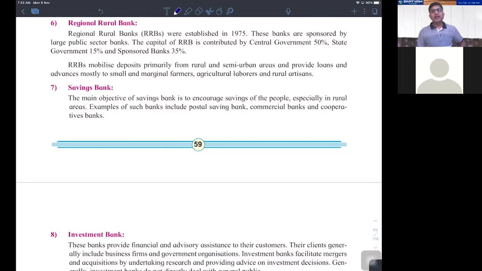The capital of RRB is contributed by the central government, state government, and sponsored banks. The RRBs mobilize the deposits primarily from the rural and semi-urban areas, like the cooperative banks also do the same, and provide loans and advances mostly to the small and marginal farmers, agricultural laborers, and rural artisans. This is a very, very limited scope for the RRBs or the regional rural banks.